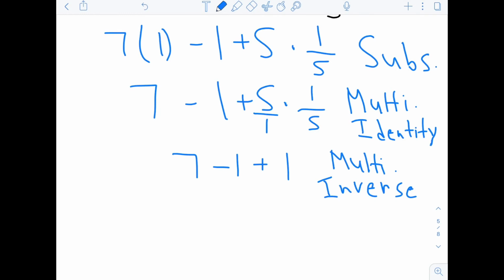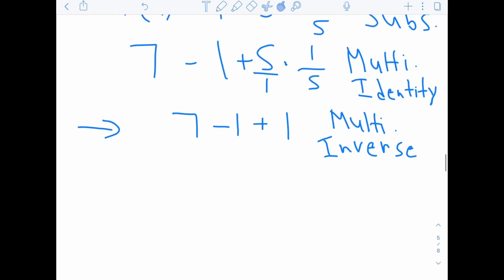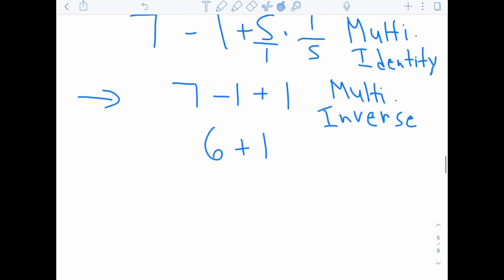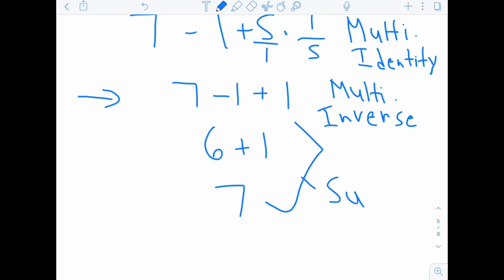So now that it's all subtraction and addition, we're going to solve it from left to right. So 7 minus 1 is 6, and 6 plus 1 is 7. And the step we used for all that is substitution, because we substituted 6 for 7 minus 1, and we substituted 7 for 6 plus 1.